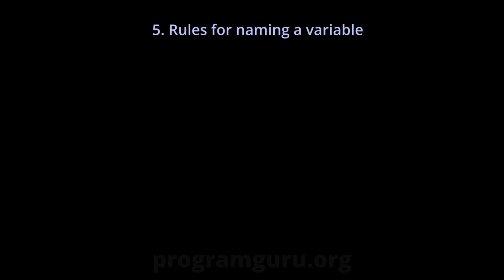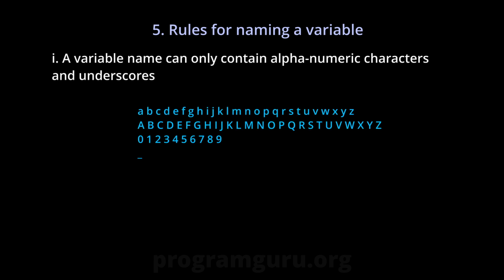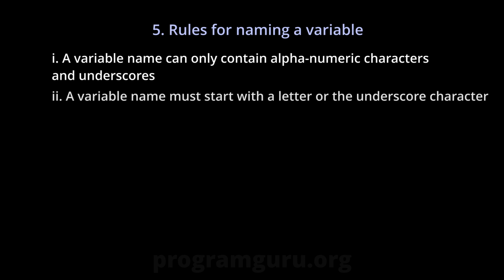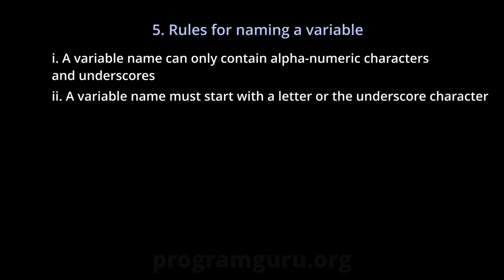Rules for naming a variable. There are 5 rules that you must remember while naming your variables. A variable name can only contain alphanumeric characters and underscores. This includes lowercase alphabets, uppercase alphabets, numeric digits from 0 to 9, and the underscore symbol. A variable name must start with a letter or the underscore character. For example, x, i, sum, _name, _sum. These are some valid names for a variable.